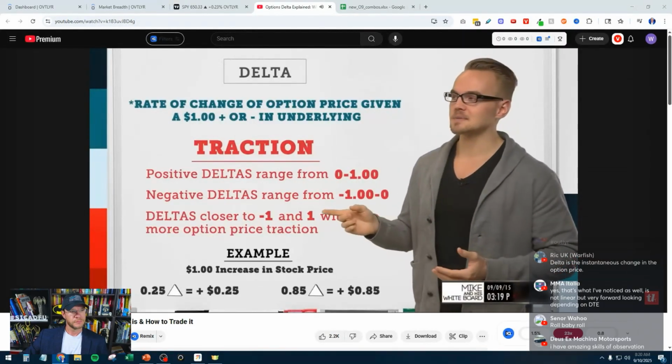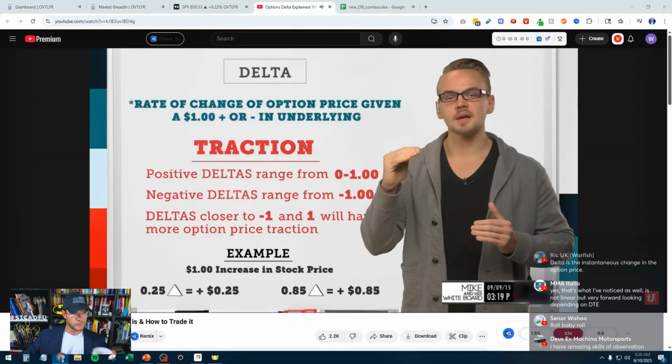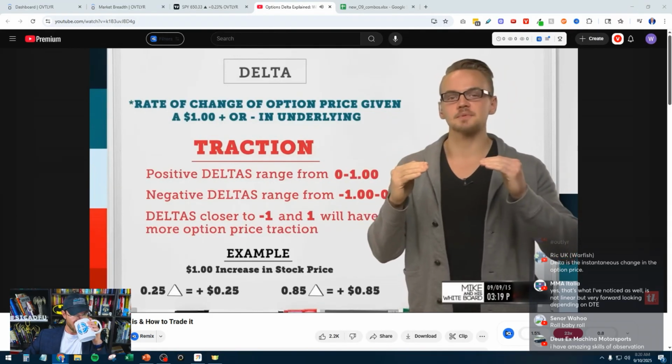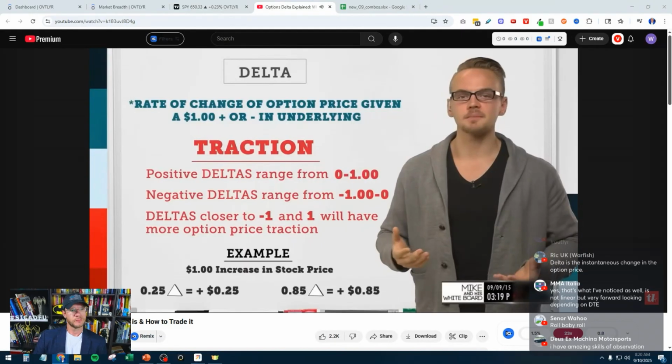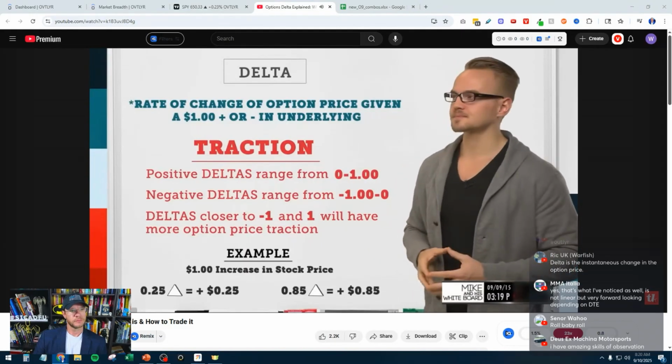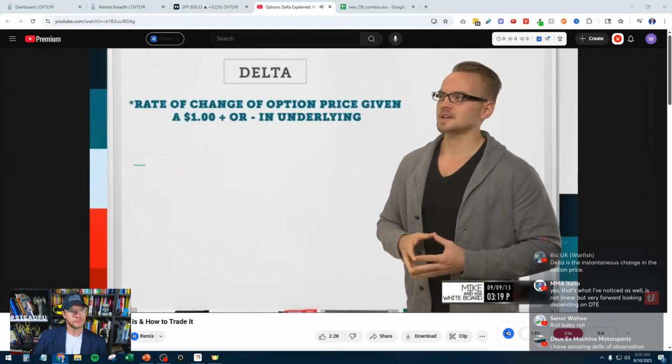Now, if I had an option delta here that was 1.0, then if I have a dollar increase in the underlying price, I'm going to see a dollar increase in the option price. So that's when you get super deep in the money, and basically the options are trading more like stock than options. So the next thing we're going to look at is the directional risk here.